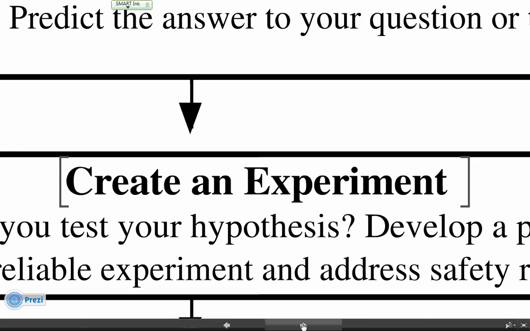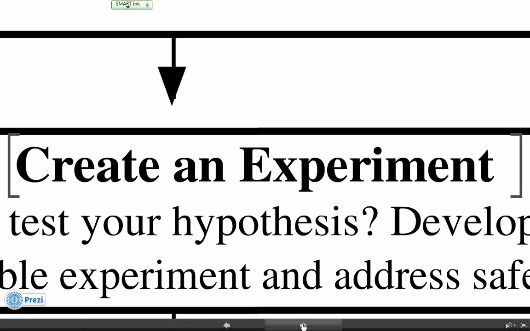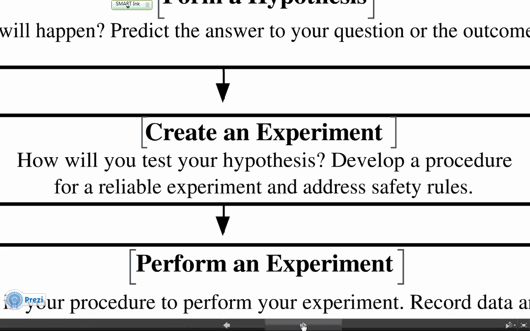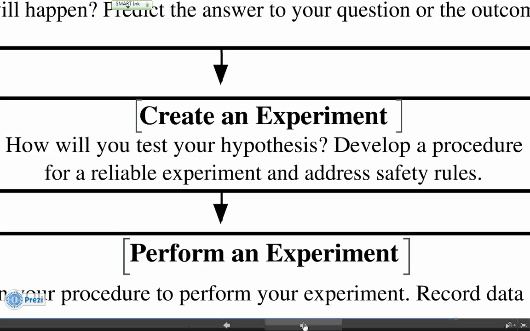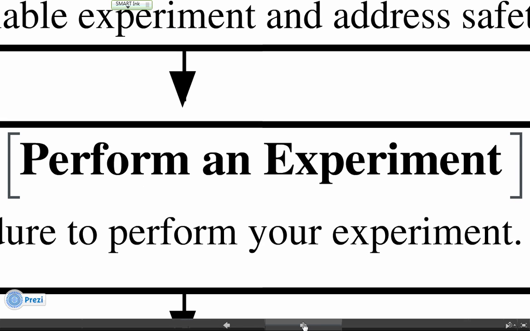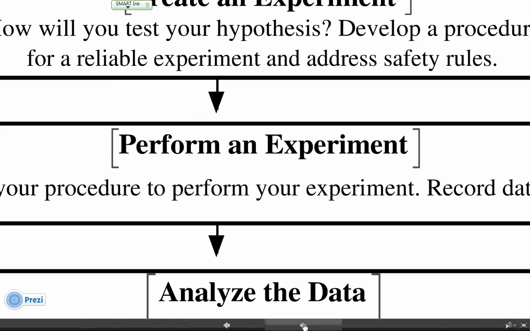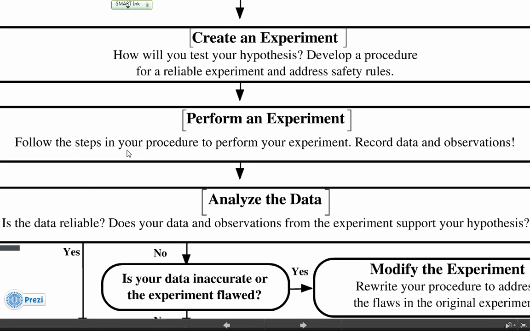Then you're going to create an experiment. How will you test your hypothesis? You'll develop a procedure for a reliable experiment and address safety rules. Then you will perform an experiment. Follow the steps in your procedure to perform the experiment. You need to record your data and observations.